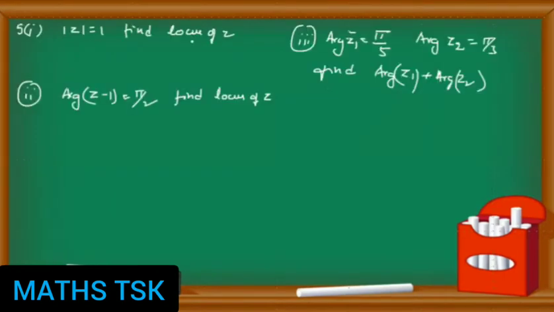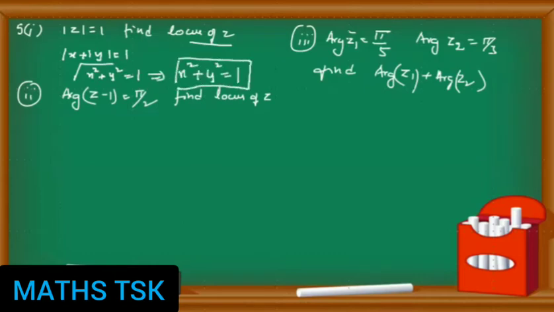Modulus of z is equal to 1, find the locus of z. Let us consider z is equal to x plus iy. Therefore modulus of x plus iy is equal to 1. So this becomes root of x square plus y square is equal to 1. This implies x square plus y square is equal to 1, which is the locus of z. It is nothing but a circle whose center is origin and radius is 1 unit.